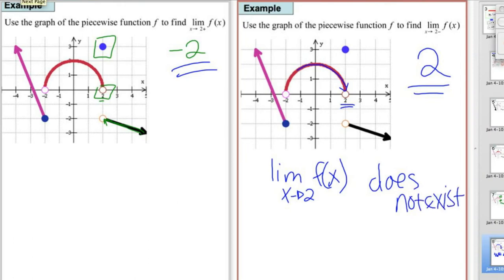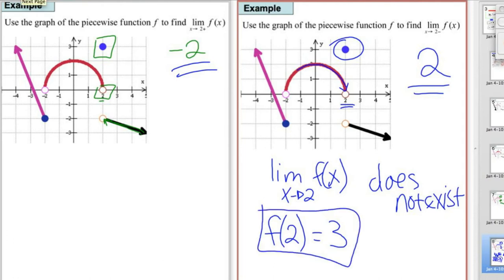because there's conflicting answers. But what's really interesting here is the actual value of the function at 2 does exist. There is a value for the function at 2, and it's this blue dot up here. It's 3. So just because the function has a value at that x point, which is 2 in our case, just because it has a value there does not mean that that will be the limit, because sometimes we have this jumping around going on, and we have no description of what's happening when we go close to that point.